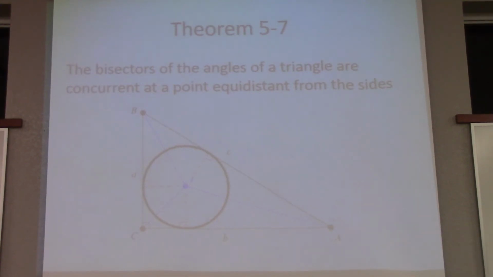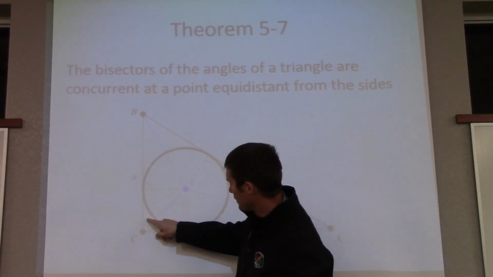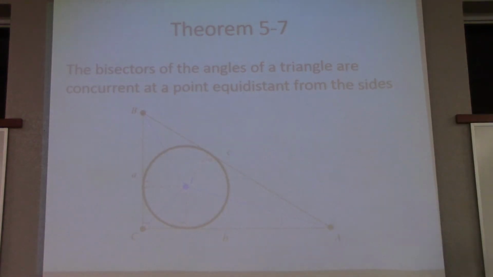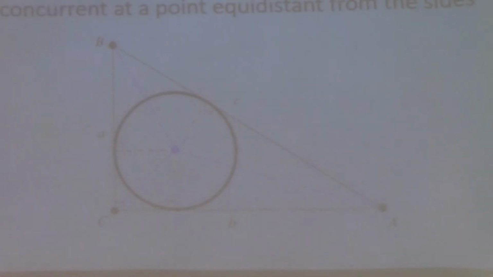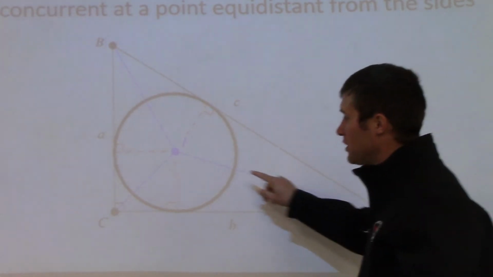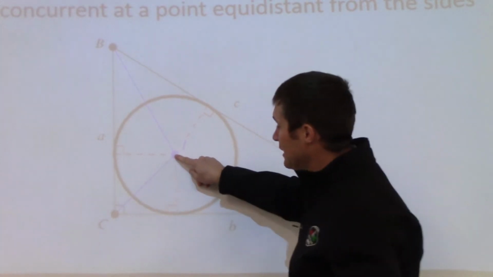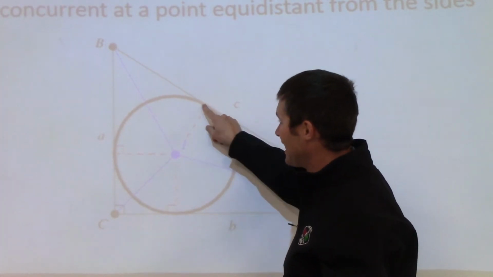Another theorem: the bisectors of the vertex of the angles bisect here, splitting these into equal parts. The bisectors of a triangle are concurrent at a point equal distance from the sides. So if we look at it, I'm going to zoom in on this triangle. Now we have the angle bisectors, so these angles are now bisected, they're equal on each part. Where they meet is equal distance from the sides of a triangle.